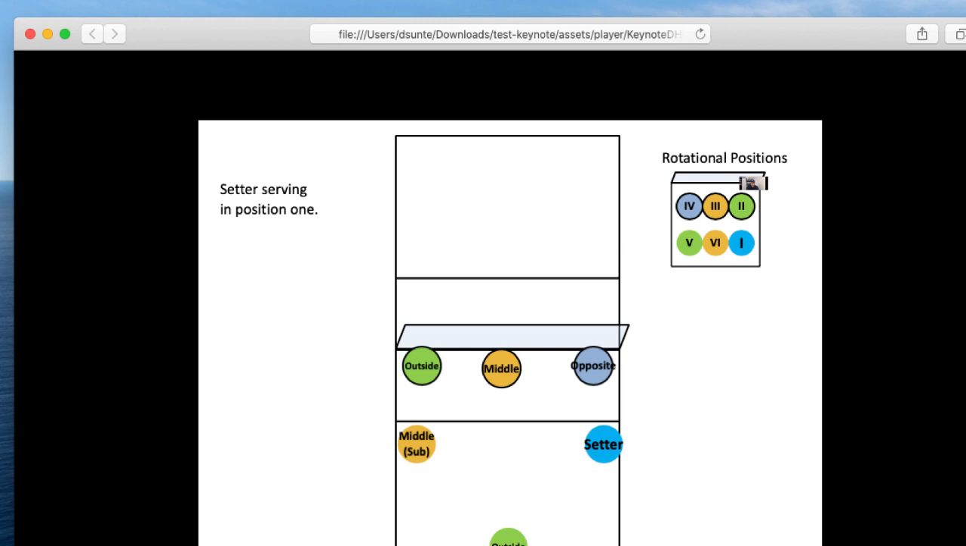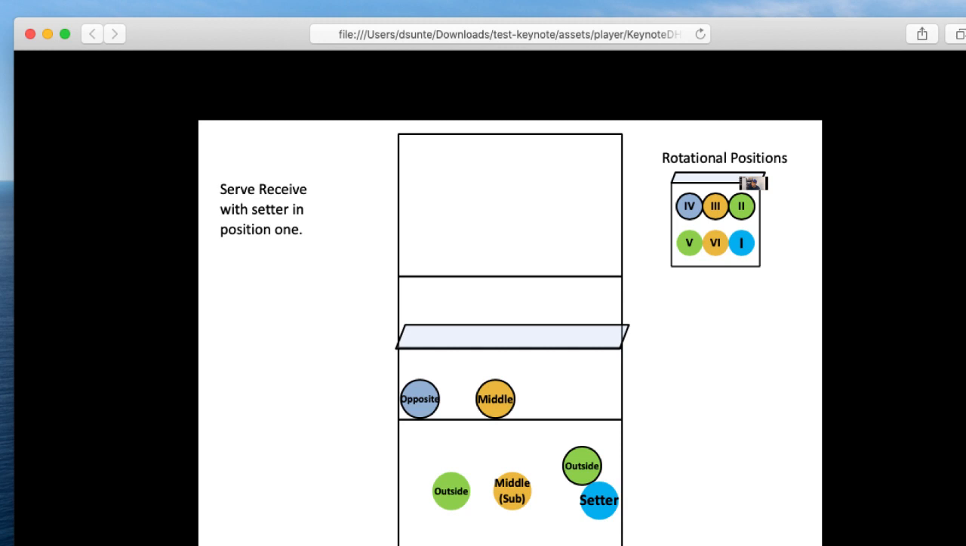Now, in certain defenses, the outside and the middle sub or the libero may actually switch. But in a fast 4 defense, the libero or middle sub, as you see here, will be in that left back position, as I like calling it, pinching the corners. The outsides on the left, the middle's in the middle, and the opposite's on the right.